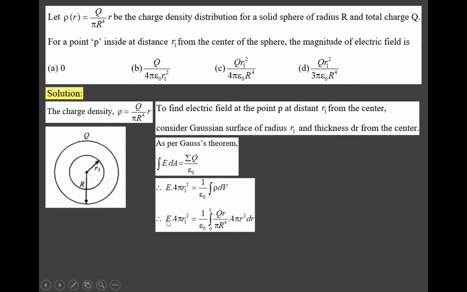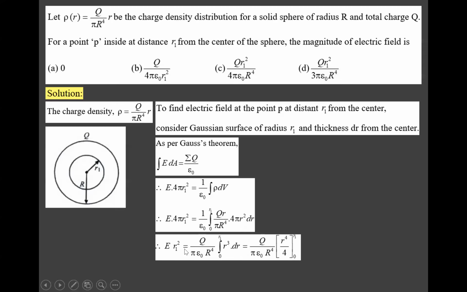So on the left hand side we can write E into r1 square equal to 1 upon epsilon 0 pi R raised to 4, and this r and r square you can combine as r cube, and take this Q outside the integration. So you can write E r1 square equal to Q upon pi epsilon 0 R raised to 4 integration 0 to r1 of r cube dr. Now the integration of r cube is r raised to 4 by 4, with limits 0 to r1. Now substitute first the upper limit, then the lower limit. The lower limit is 0, so it will be 0.